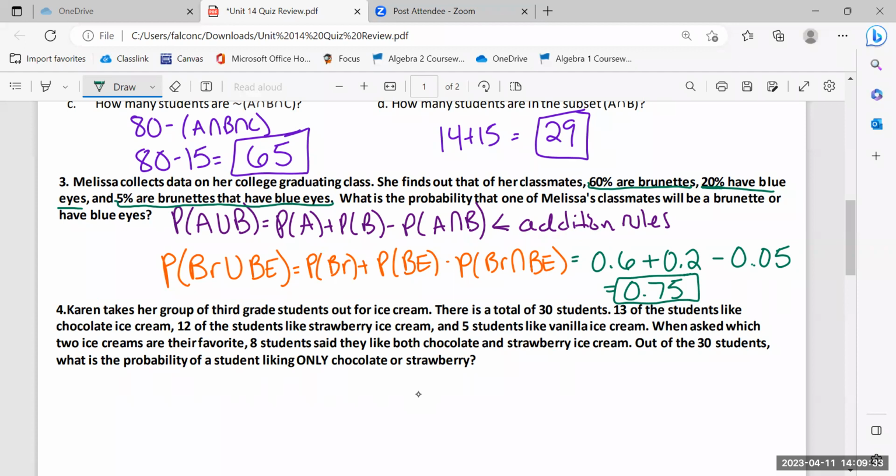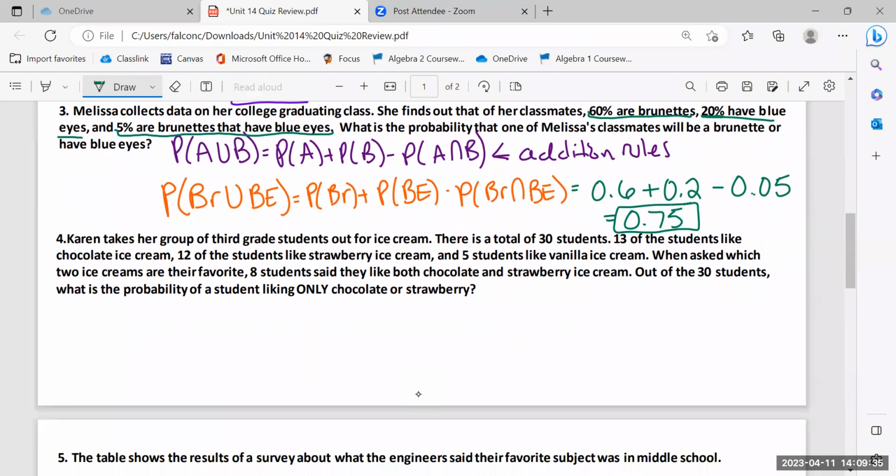Okay, number 4. Karen takes her group of 3rd grade students out for ice cream. There's a total of 30 students. 13 of the students like chocolate ice cream. 12 of the students like strawberry ice cream, and 5 students like vanilla ice cream. When asked which 2 ice creams are their favorite, 8 students said they like both chocolate and strawberry. Out of the 30 students, what is the probability of a student liking only chocolate or strawberry?